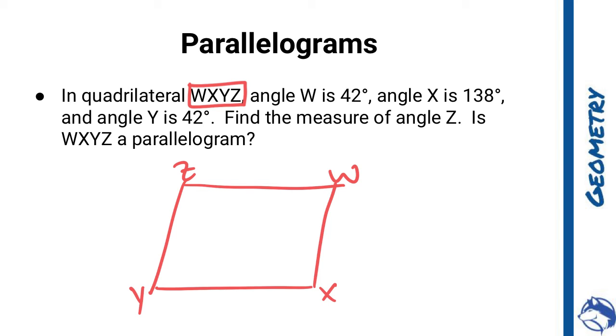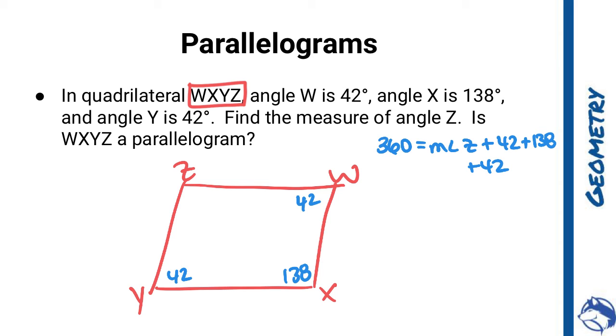So they tell us that angle W is 42, X is 138, and Y is 42. We need to find the measure of angle Z. Well, I know that the angles add up to 360 because there's four sides. So 360 has to equal the measure of angle Z plus 42 plus 138 plus 42. And what we're going to end up getting when we solve everything to the other side is that 138 is going to be equal to the measure of angle Z. So I'm just going to write that in, 138.